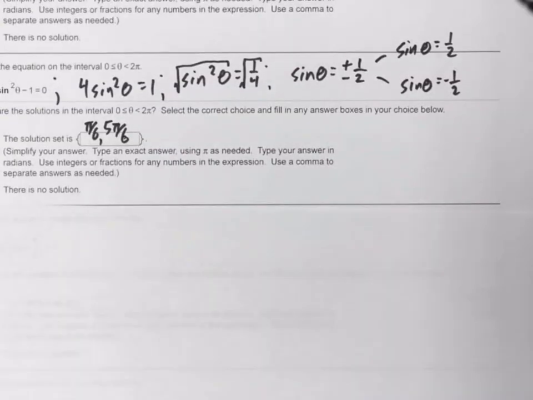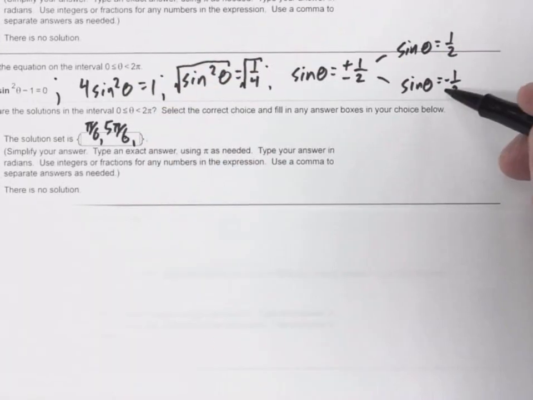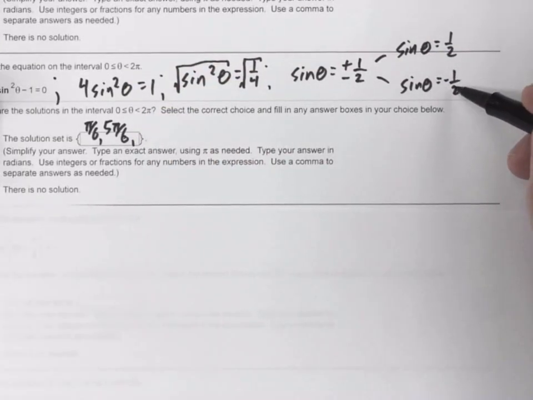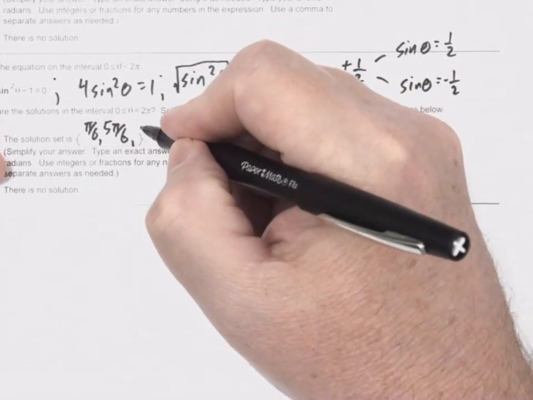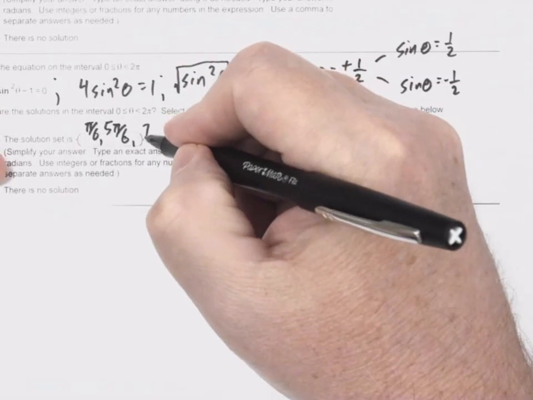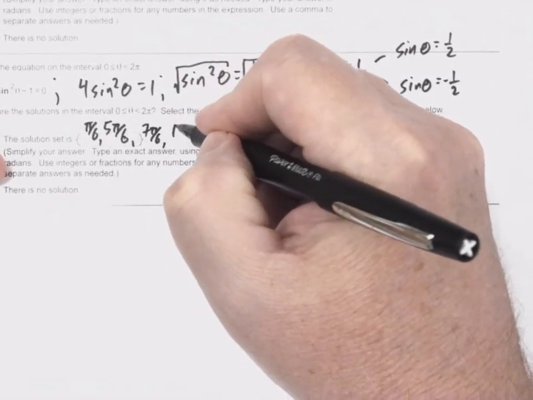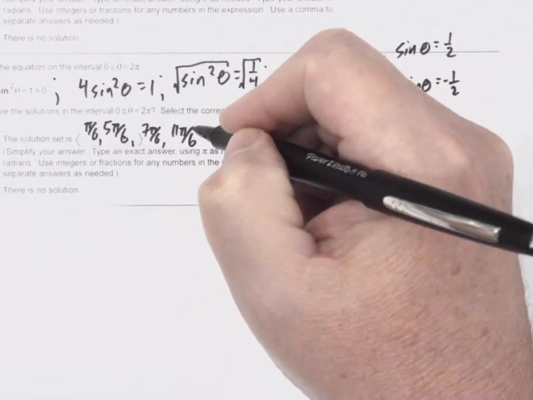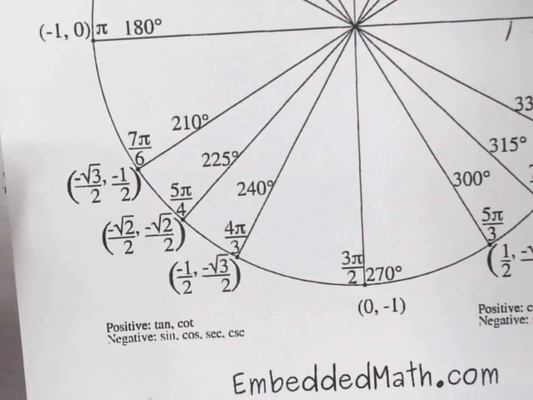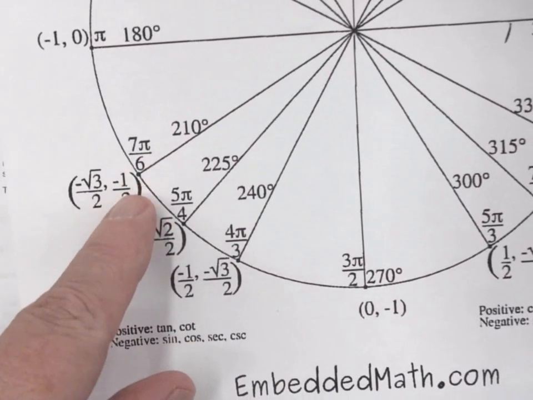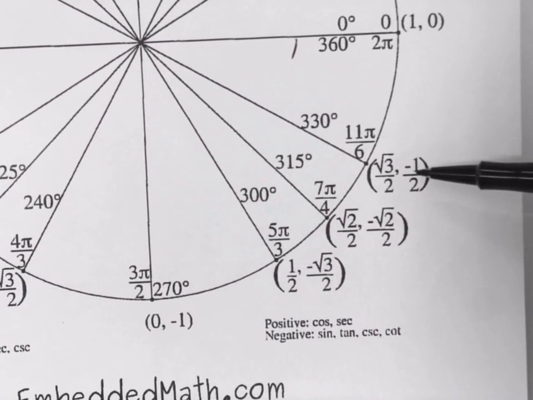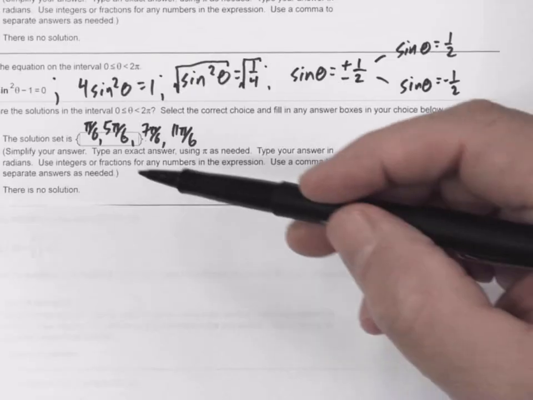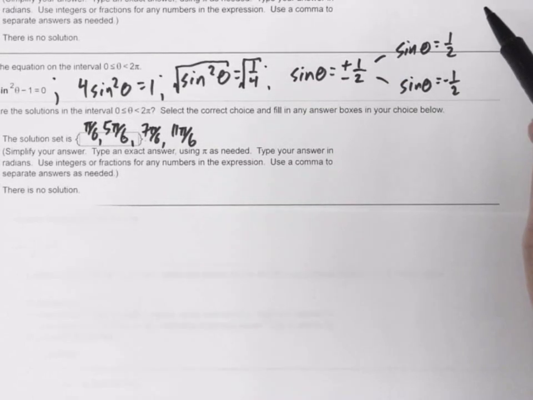But also now, I need to find the angles where the sine is negative 1/2, and that occurs at 7 pi over 6 and 11 pi over 6. So now where's the sine negative 1/2? Right here, 7 pi over 6. And where's the sine negative 1/2? 11 pi over 6. So actually there are 4 angles for the solution.